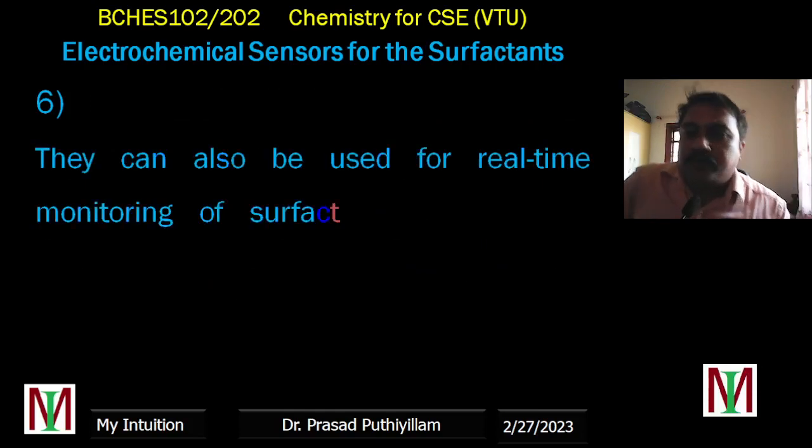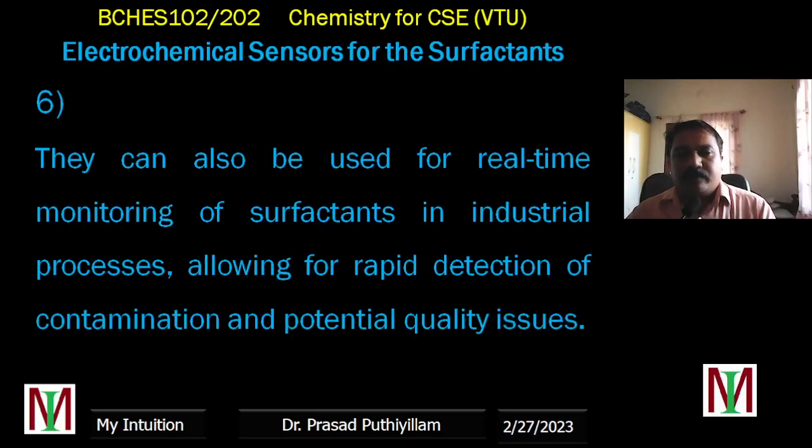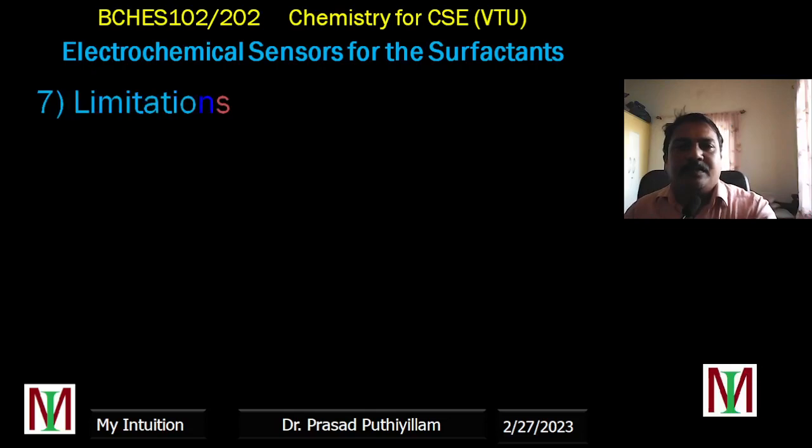They can also be used for real-time monitoring of surfactants in industrial processes, allowing for rapid detection of contamination and potential quality issues. Okay, that is real-time measurement, mainly in the industry which makes the surfactants. Some surfactants also have to be pure, like detergents. No other components should be present there. Therefore, any contamination can also be measured.